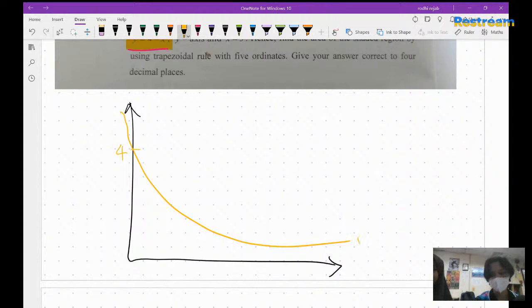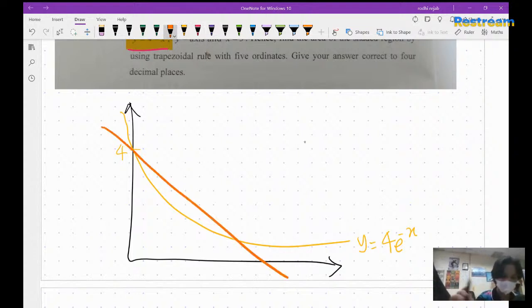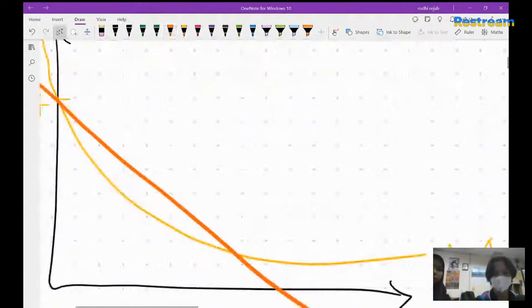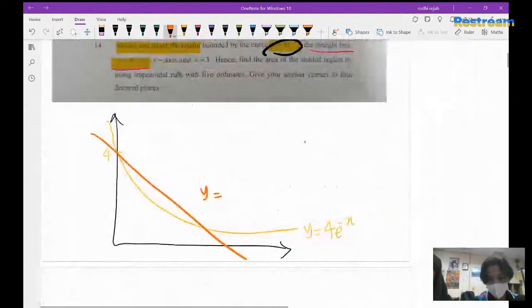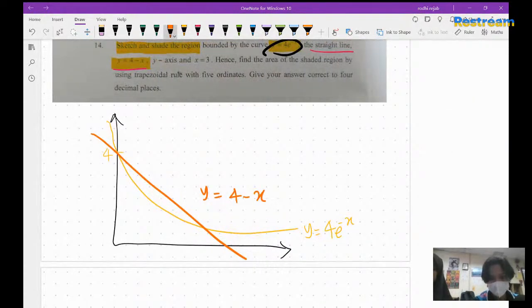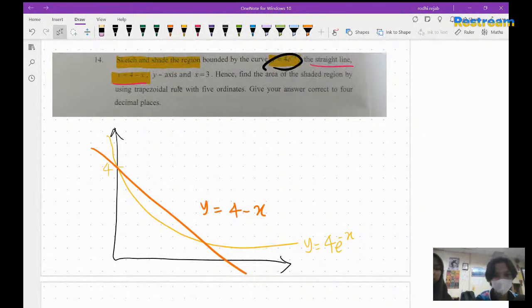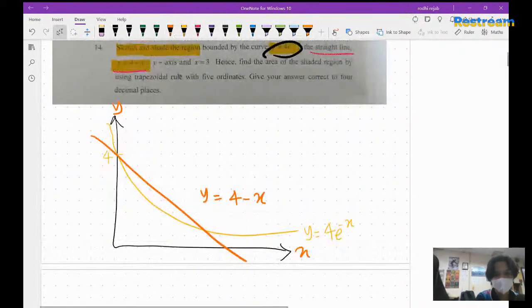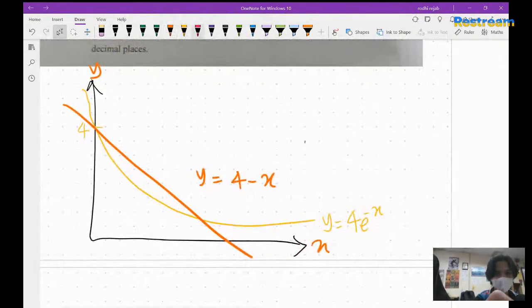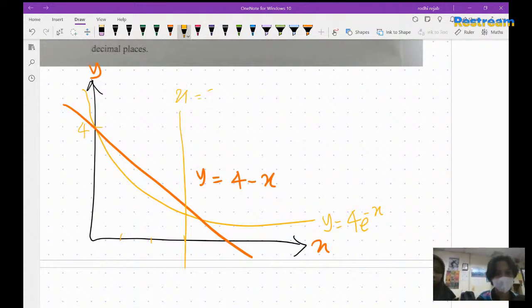Like this. This is y equals 4e^x. And this is a straight line, y equals 4 minus x. And then the y-axis, this is y, this is x. And then it says x equals 3, meaning the third line, 1, 2, 3, x equals 3.